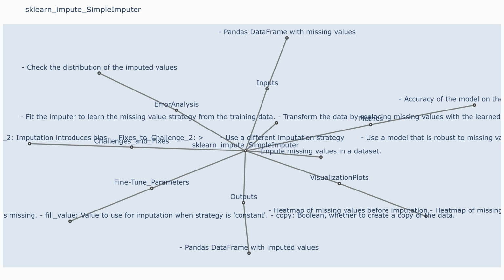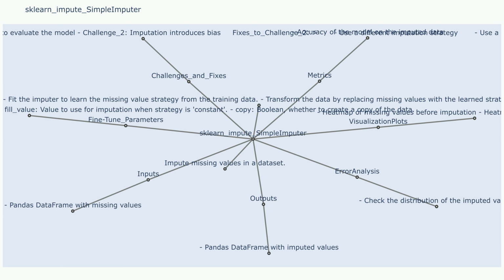sklearn.impute.SimpleImputer. Description: SimpleImputer is a class in scikit-learn that provides basic strategies for imputing missing values. In a dataset, it replaces missing values with a designated strategy, allowing for further analysis and model training.